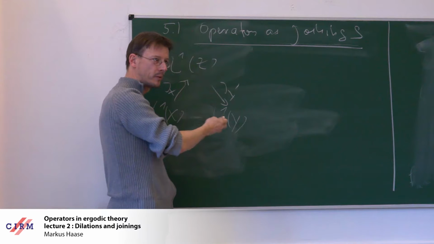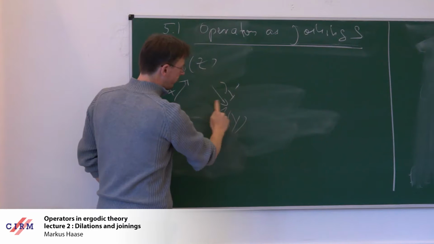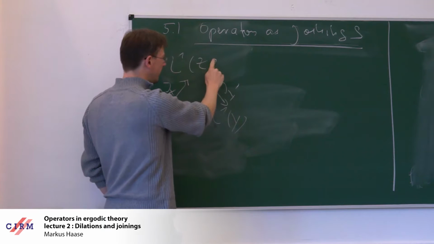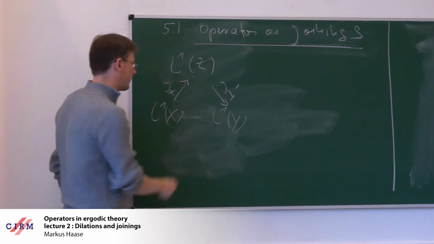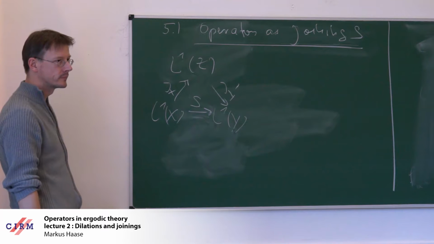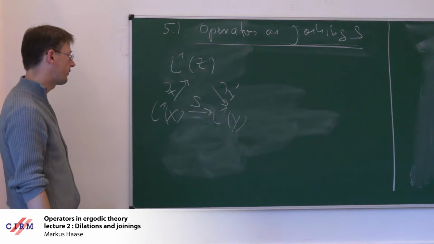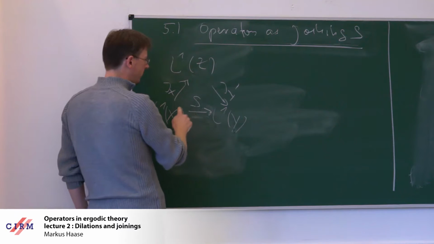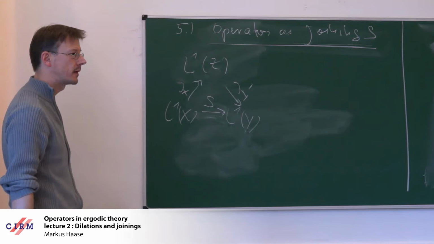If you identify this space with its subspace, the image under J_Y in here, then this adjoint is nothing else than this conditional expectation operator. And here, of course, you can go like this, and so there is an operator S that goes from here to here that makes this diagram commutative. Yes, you embed, and then you project down onto the other factors. So this operator here now is a Markov operator, because this is a Markov operator, and concatenation of Markov operators is Markov. So you have a Markov operator defined by this joining.